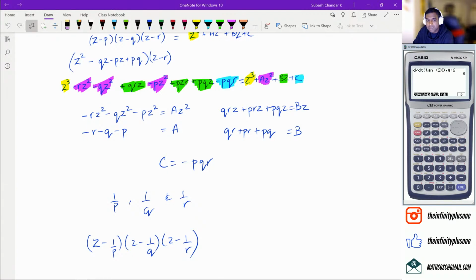The reason c is equal to minus pqr is because c doesn't have a z attached to it. And if you look at the left-hand side, pqr is the only thing that doesn't have z attached to it. That's why I've highlighted it in light blue.